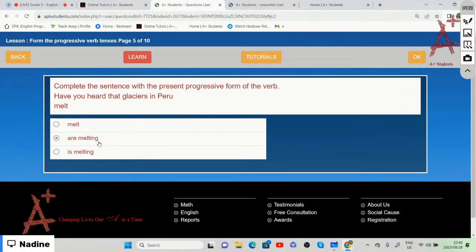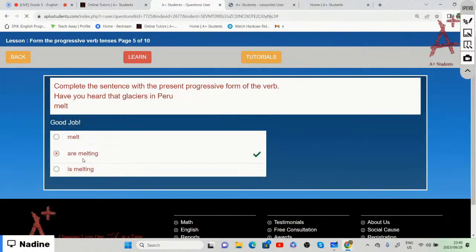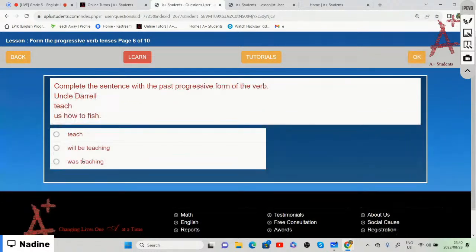So glaciers. We will say are melting because glaciers refers to more than one. And remember, we said that if something is a plural form, we either use am or are, right? And is basically just shows when there's, for example, a singular form, right? A singular form.